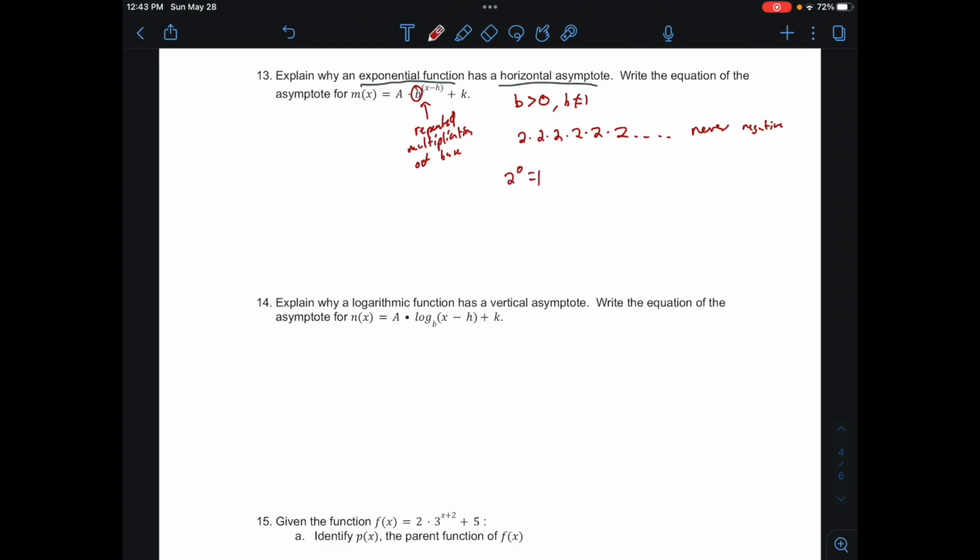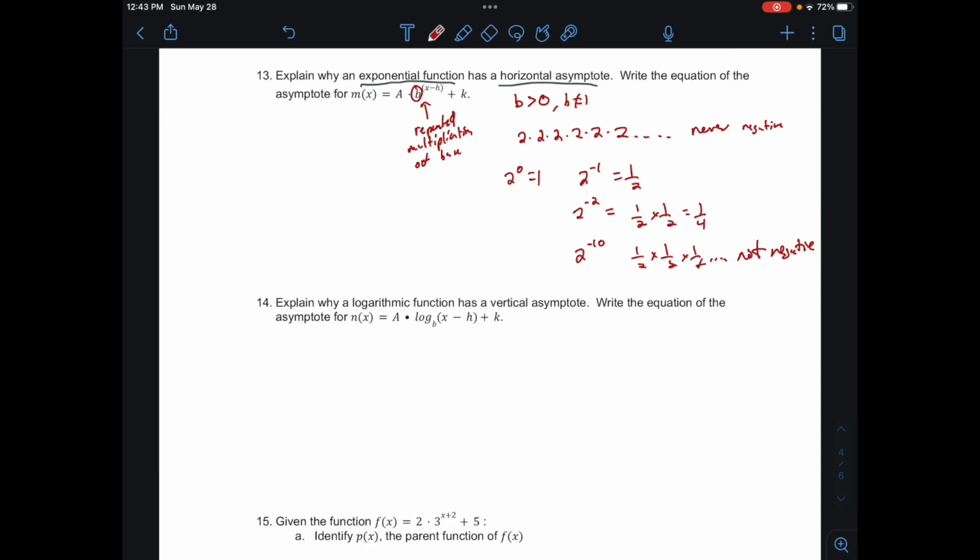Okay, well, what about this? 2 to the 0 is 1. Notice that's not negative. What about 2 to the negative 1? A half. And then 2 to the negative 2 is 1 over 2 times 1 over 2, which is a fourth. Notice that's not negative. 2 to the negative 10 is a half times a half times a half. No matter how many times we multiply by a half, we're still not negative. Okay?